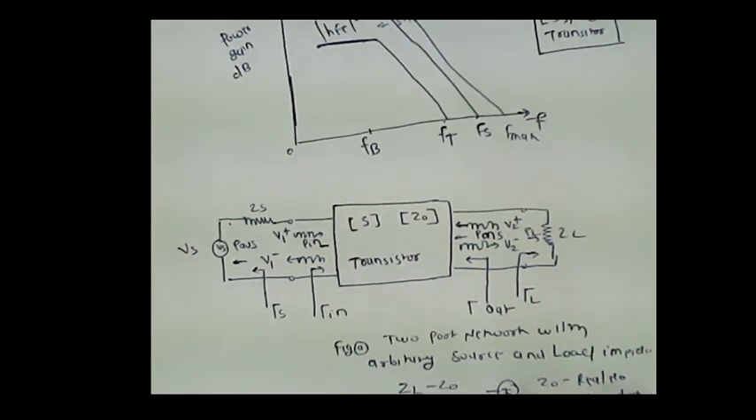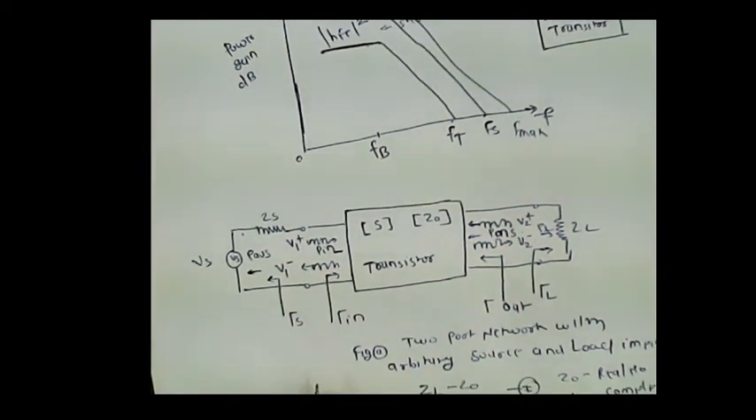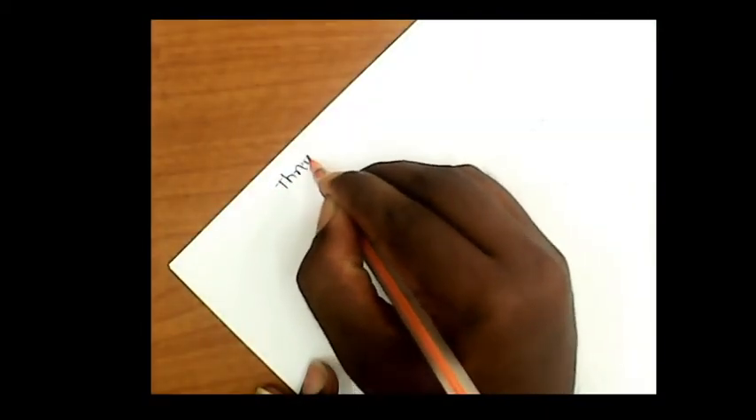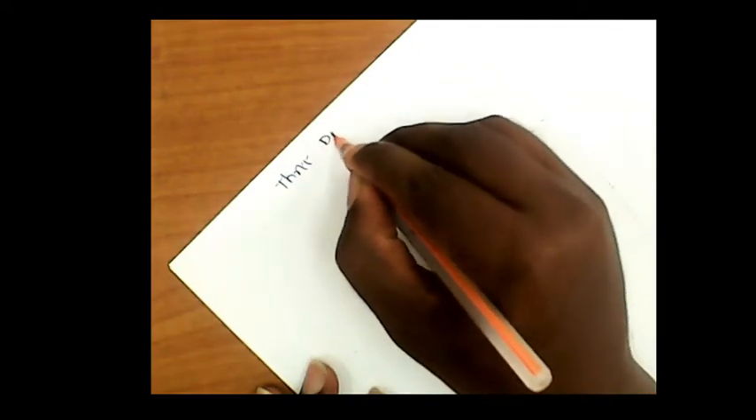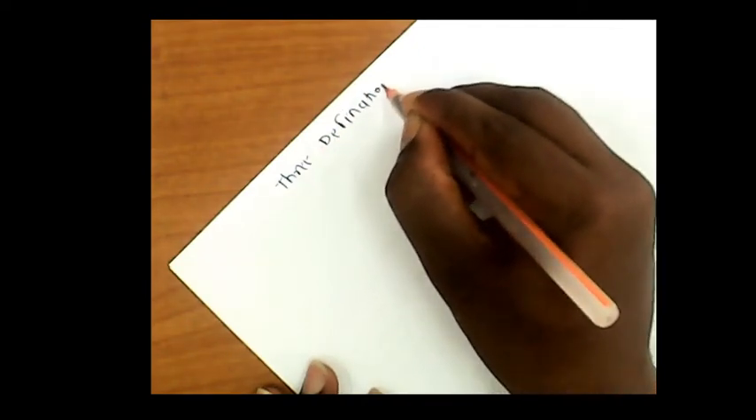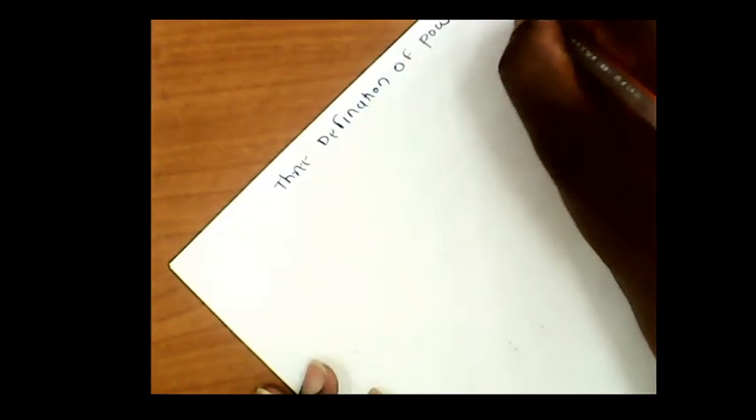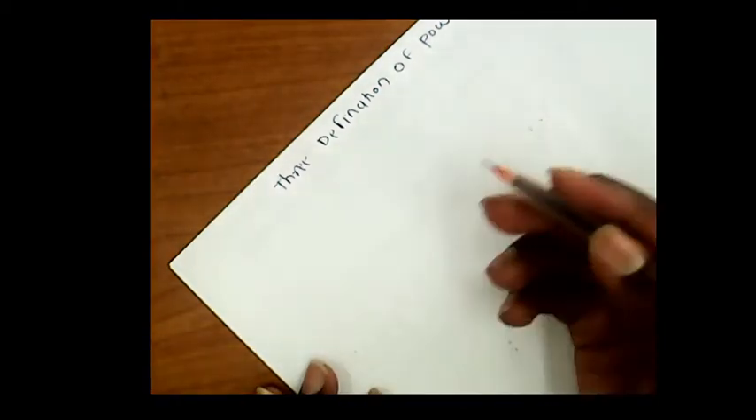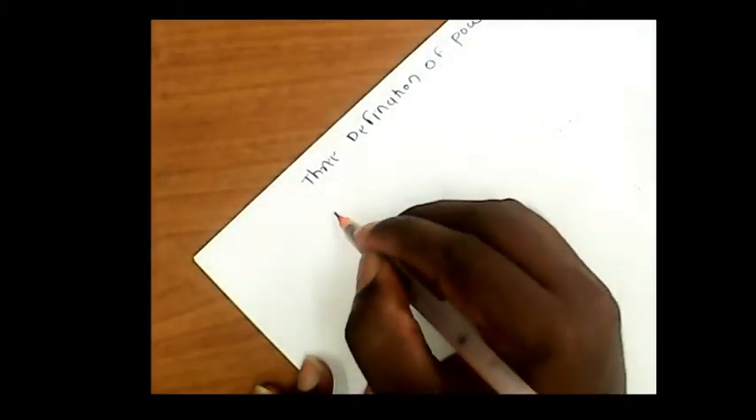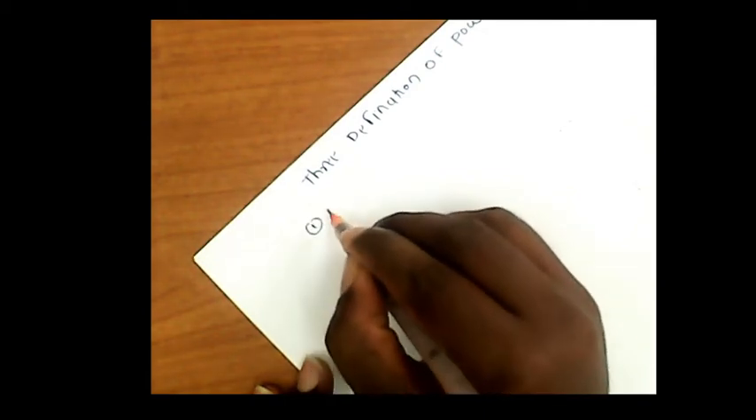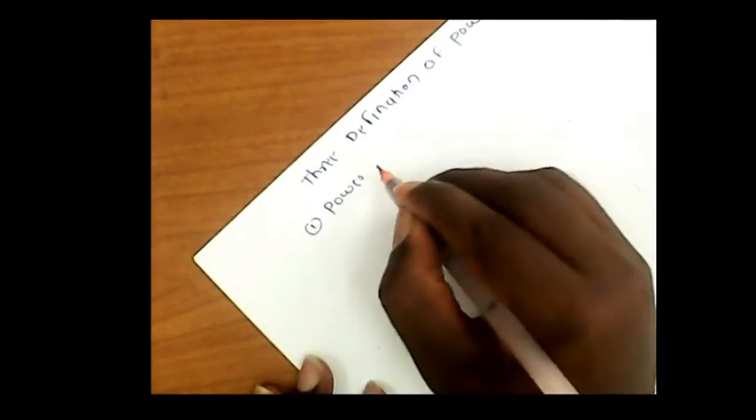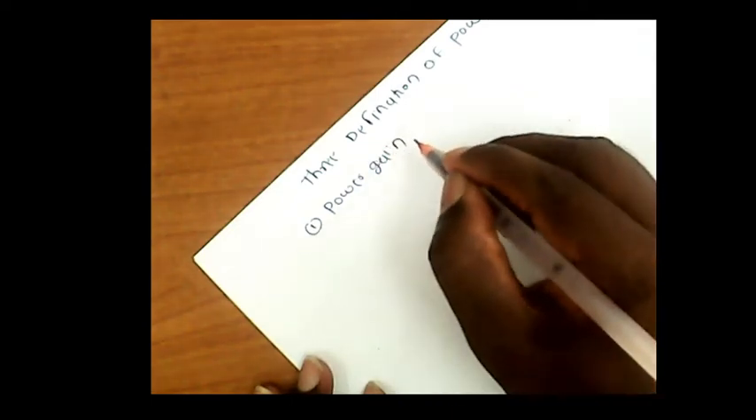Now we define three definitions of the gain. So we can define that this amplifier will be designed in terms of the gain. Three definitions of a power gain. First one is a simple power gain, which is denoted by capital letter G.